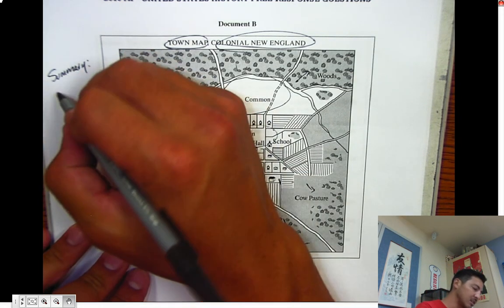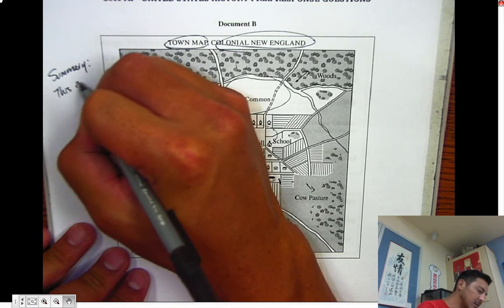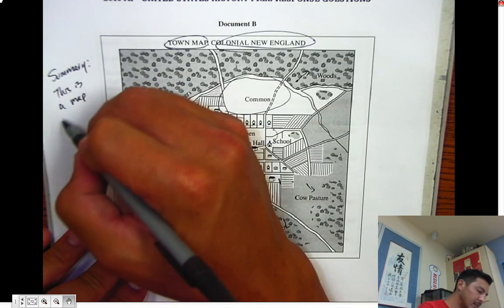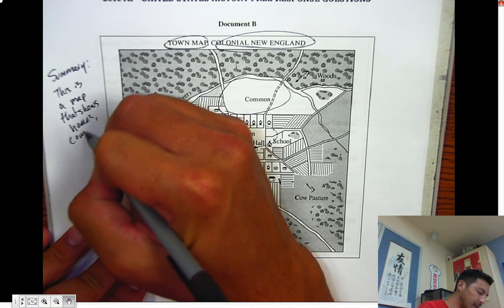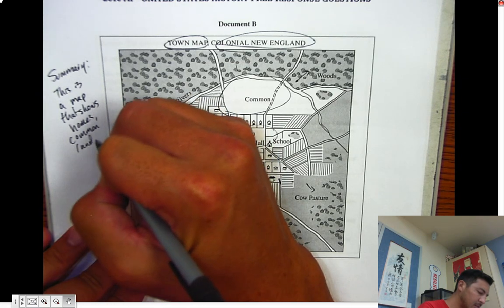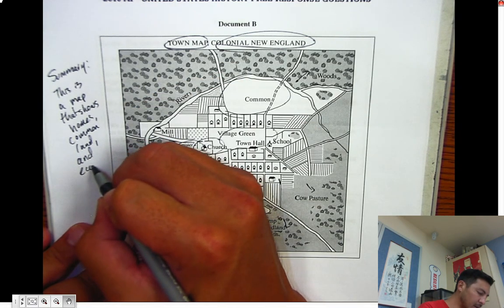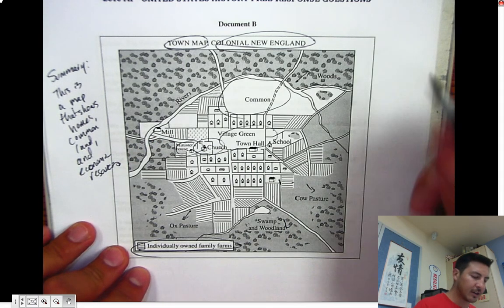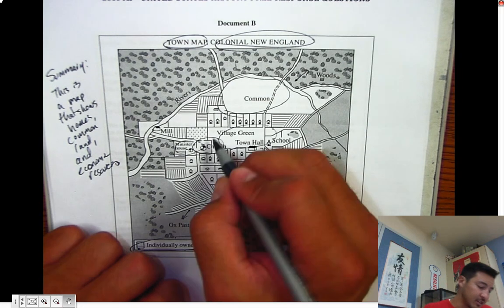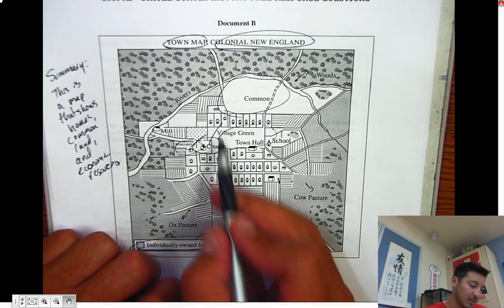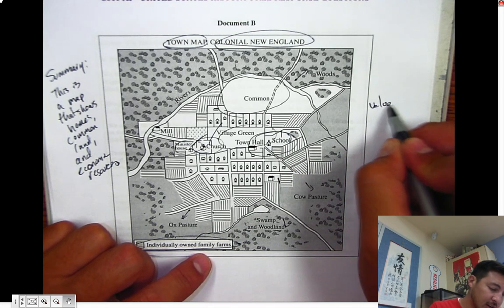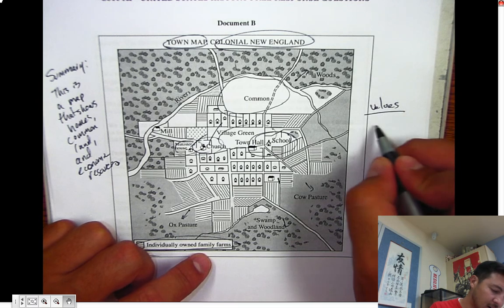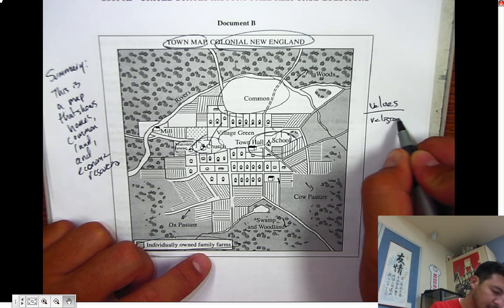So the summary is this: this is a map that shows homes, common land, and economic resources. Cool. Over here, what values does this show? Well, first of all, it does show the value of religion. Look at the center. It shows the value of education. So the values being seen are religion and education.